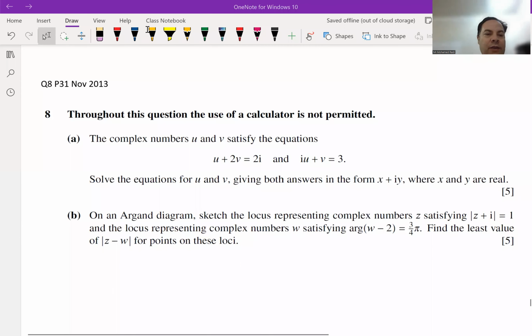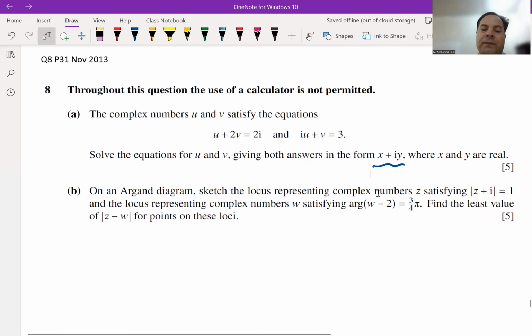Hello guys, in this tutorial, I'm going to solve question number 8, paper 31, November 2013. This question is related to complex numbers. We have two equations involving u and v. The complex numbers u and v satisfy the equations. Solve the equations for u and v, giving both answers in the form x plus iy, where x and y are real.